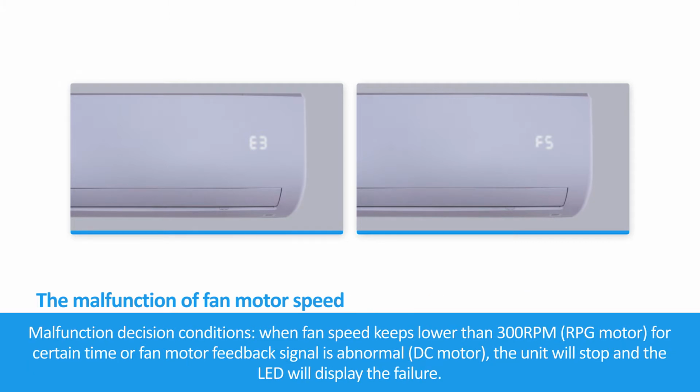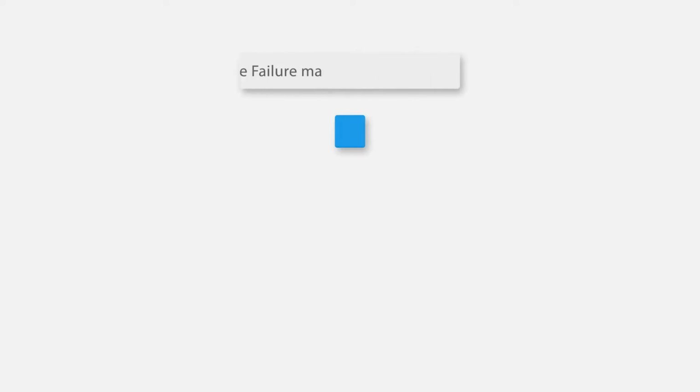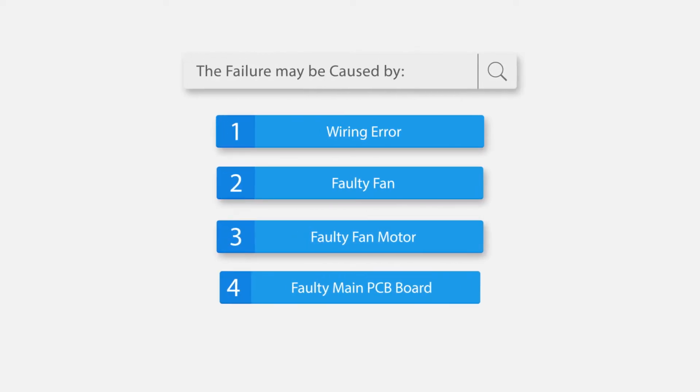Malfunction decision conditions. When fan speed keeps lower than 300 RPM, RPG motor, for a certain time, or the fan motor feedback signal is abnormal, DC motor, the unit will stop and the LED will display the failure. The failure may be caused by: 1. Wiring error, 2. Faulty fan, 3. Faulty fan motor, 4. Faulty main PCB board.